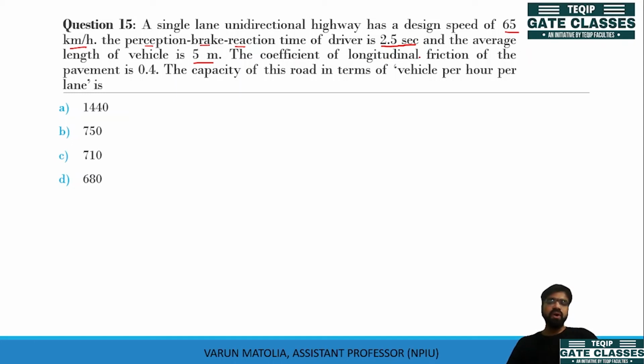The coefficient of longitudinal friction is 0.4. It is asking about the capacity of the road in terms of vehicle per hour per lane. It is asking about the capacity, or you can call it Qmax.